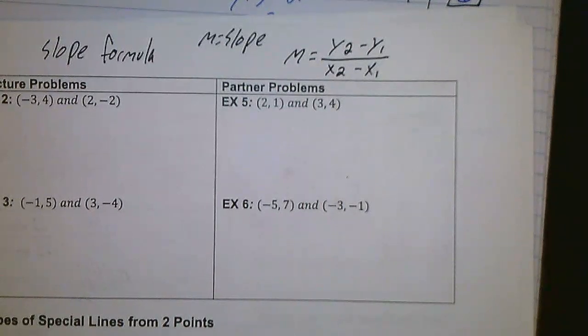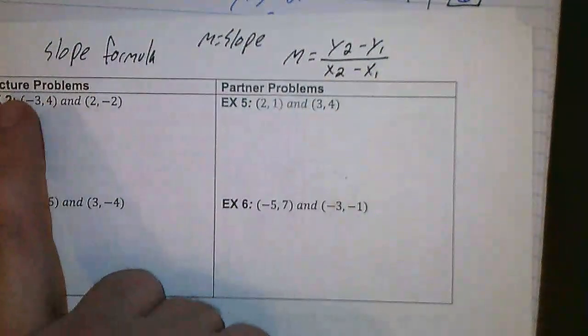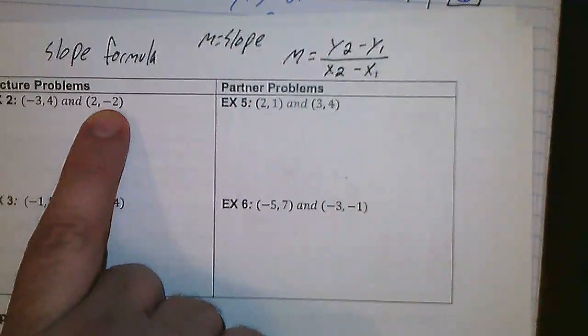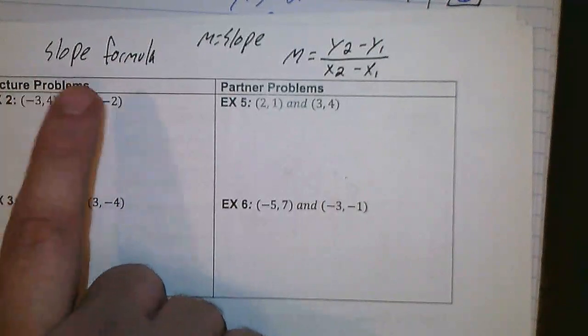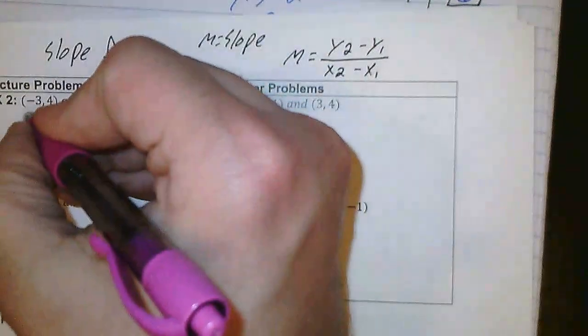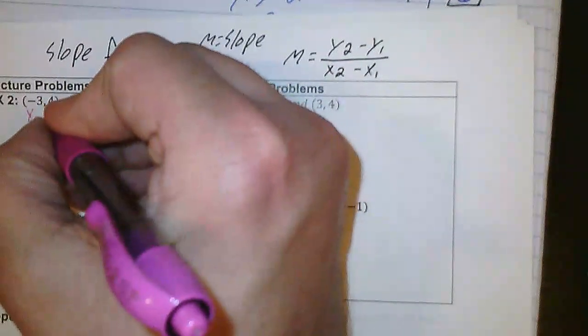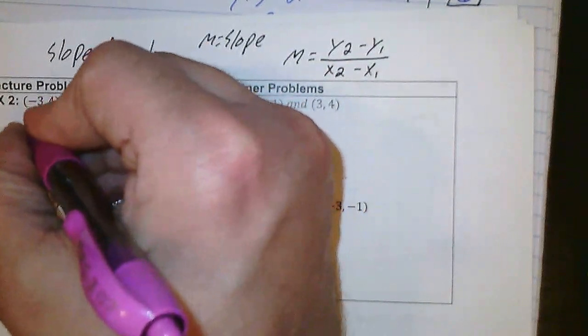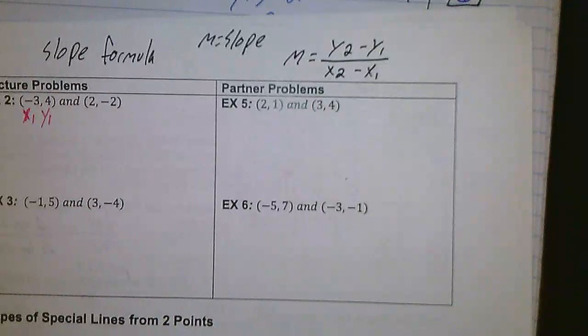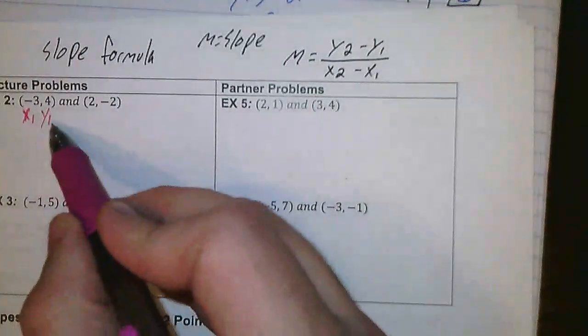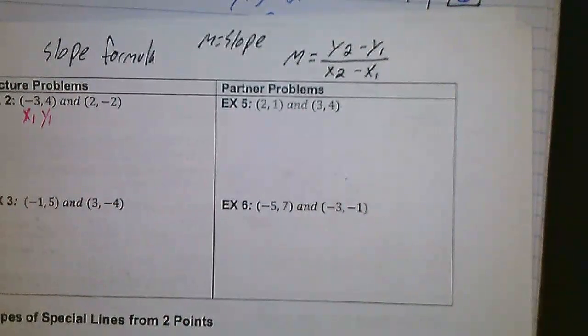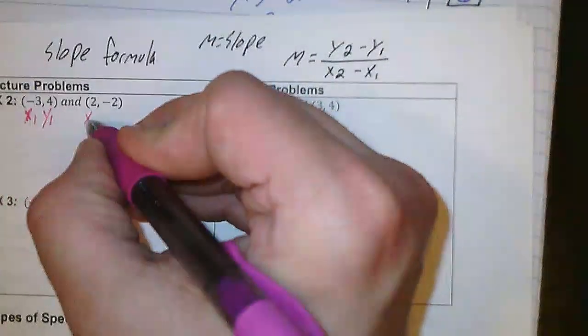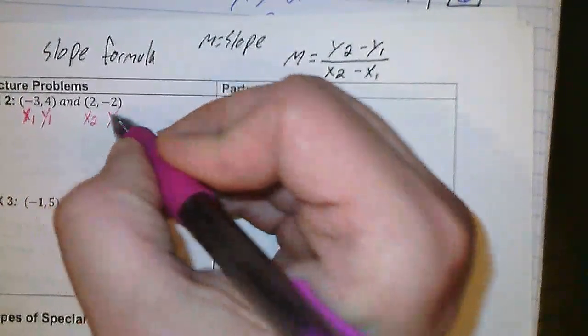So as we do this, the first thing you should do is label your points. These are two different coordinate pairs. We have an x and a y value and another x and a y value. Start by labeling your points. When I see students get this wrong on a test, almost always they didn't bother to label their points. This is my second x and my second y.